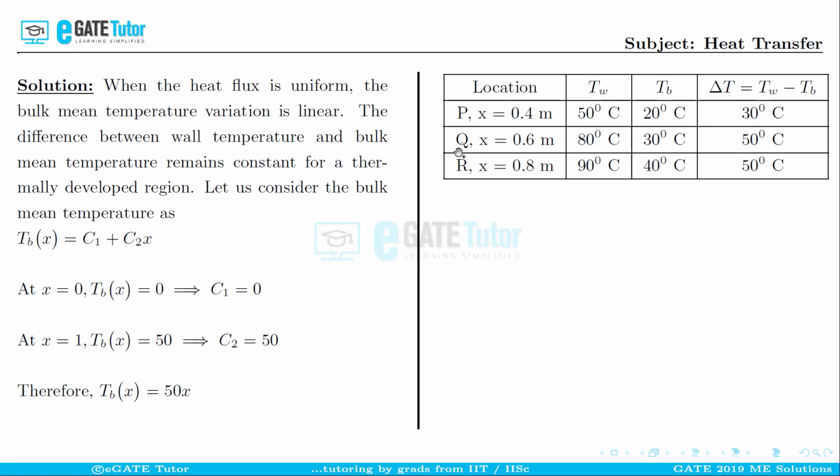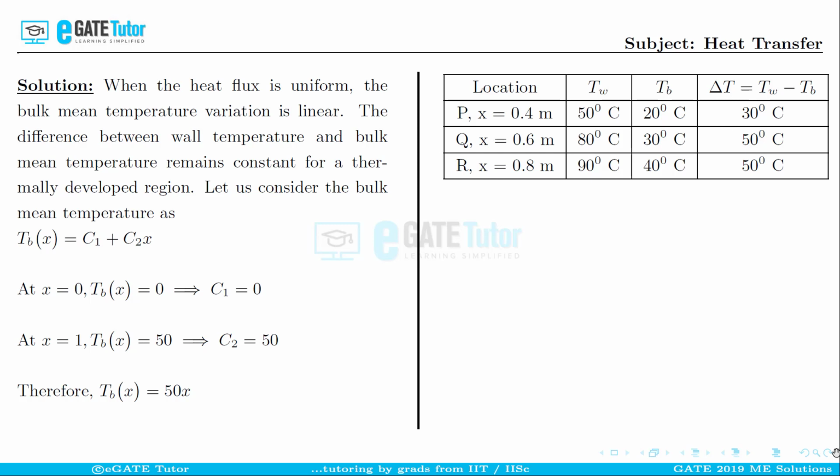Similarly, for point Q, we have x is equal to 0.6. When we substitute that, we get the bulk temperature to be 30 degrees and the wall temperature is already given in the question at point Q as 80 degrees centigrade. So the difference will be 50 degrees centigrade. Similarly, when we calculate the bulk temperature at point R by substituting x is equal to 0.8 in this relation, we get the bulk temperature to be 40 degrees centigrade and the wall temperature at point R is given as 90 degrees centigrade in the question. When we take the temperature difference, we get delta T to be 50 degrees.